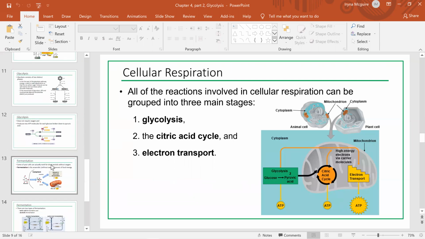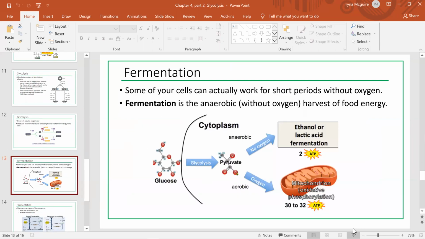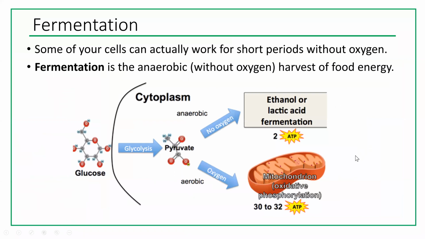Now, can your cells just use glycolysis without going through this trouble of cellular respiration? Some of your cells actually can work. They can work for a short period of time without oxygen, like your muscle cells. They can do it. Then they only use this glycolysis part, and it's called fermentation. Fermentation is anaerobic, without oxygen, harvest of food energy.